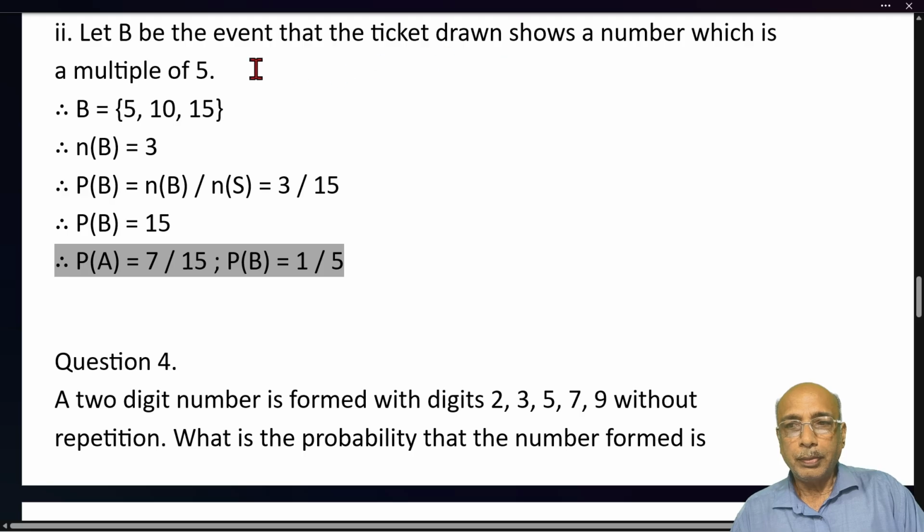Next event. Let B be the event that the ticket drawn shows a number which is a multiple of 5. So event B equals the set of 5, 10 and 15. Therefore, n of B equals 3. The probability of getting event B is n of B upon n of S equals 3 by 15. Simplify it, it will be 1 by 5.